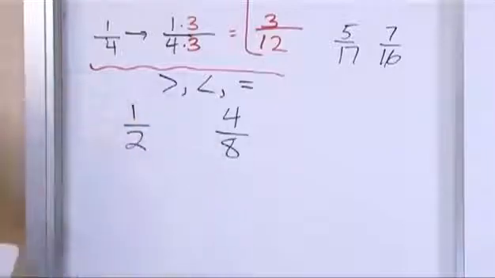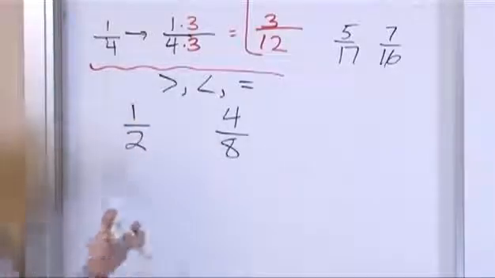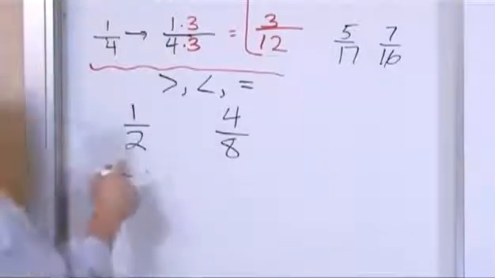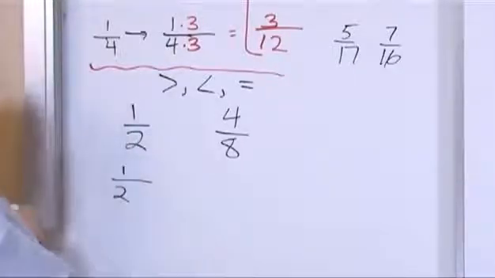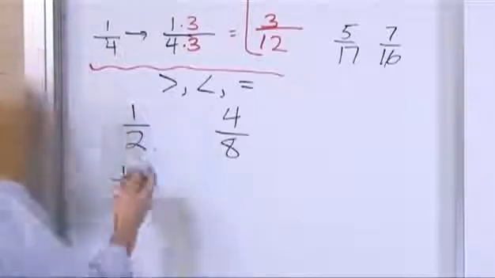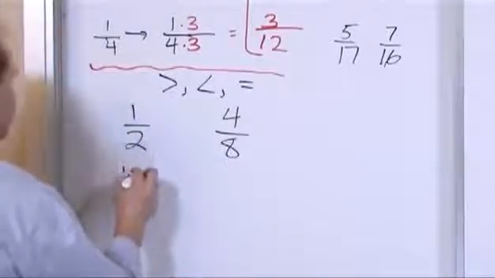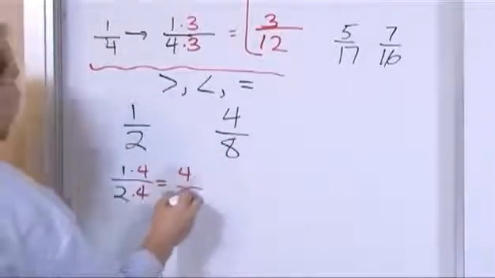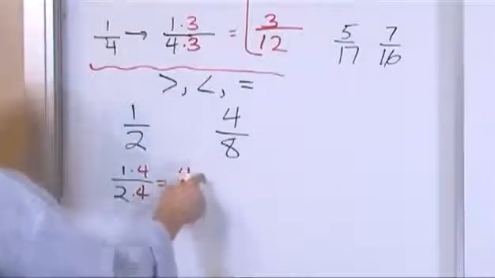But for this easier problem, how would you do it? Well, you would just need to find a common denominator between the two. So I'm going to work on the 1/2 here. If I multiply it by 4 on top and bottom, then I'm going to get 1 times 4 is 4, 2 times 4 is 8. Okay, so this is the one fraction, 4/8.